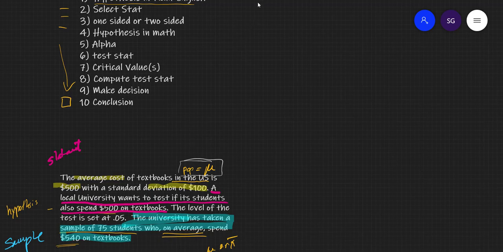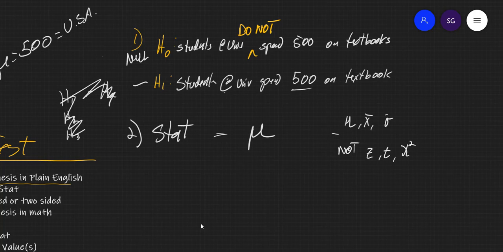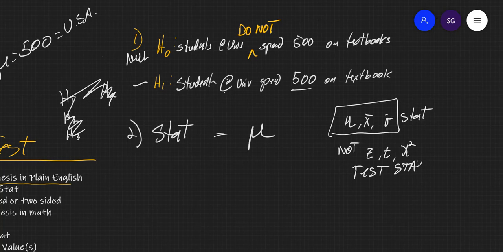All right, mu. I'm going to look at mu because that tells me what the average is. In this case, it's going to be mu. And note that number 2 is going to be mu or x bar or sigma, whatever. It is not the actual test stat, which means it's not going to be a z, a t, or a chi-square. This is a statistic that we're going to use. This is a test statistic. Don't confuse the two.